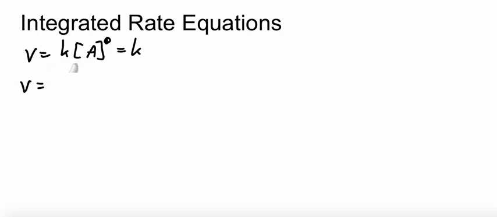Or we could have a reaction that is 1st order in A, and we may or may not write the 1, since if we just write v is equal to k[A], it would mean the same thing. Or we could have something that's 2nd order in A.